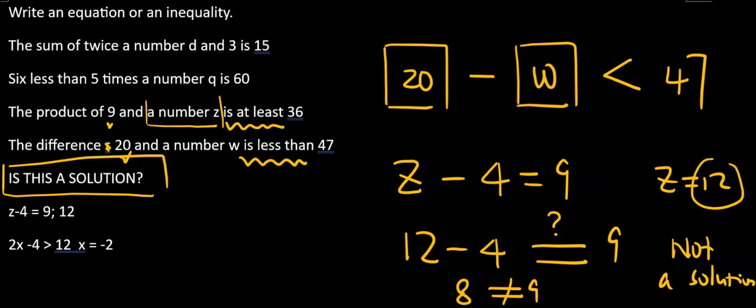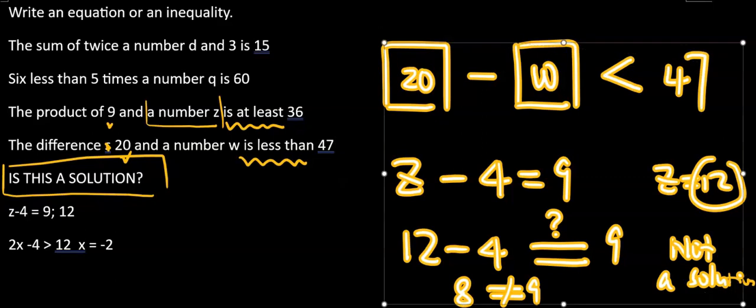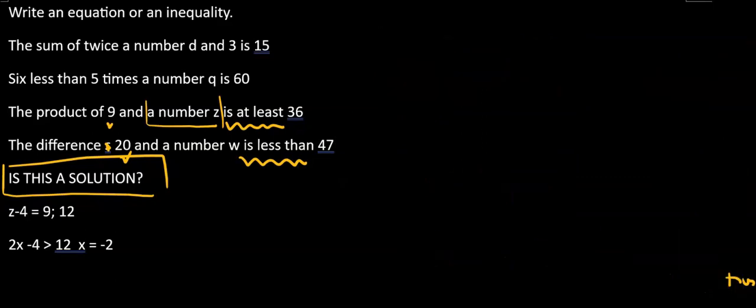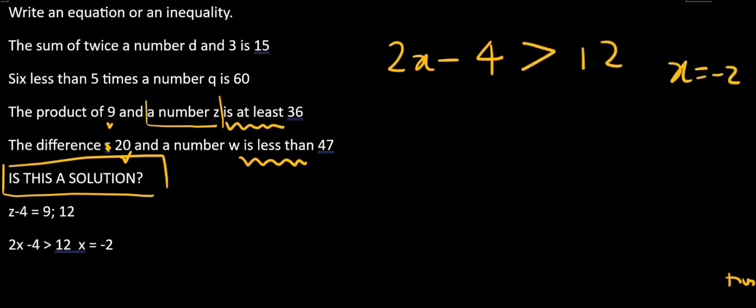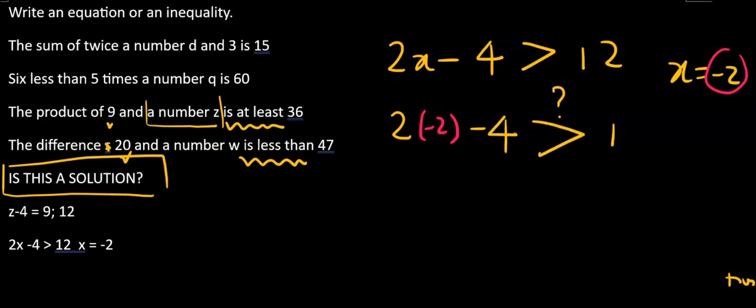All right. Last question. We're almost done here. Last question says 2x minus 4 is greater than 12. It gives you x is negative 2. Remember, you're going to substitute negative 2 for x. So we're going to say 2 times negative 2 minus 4. Is it greater than 12?